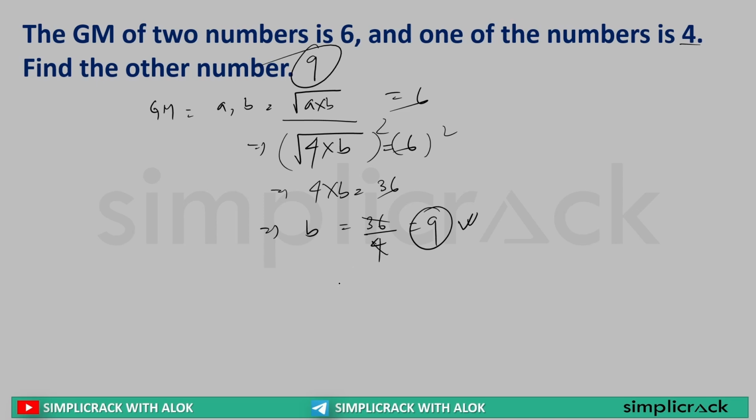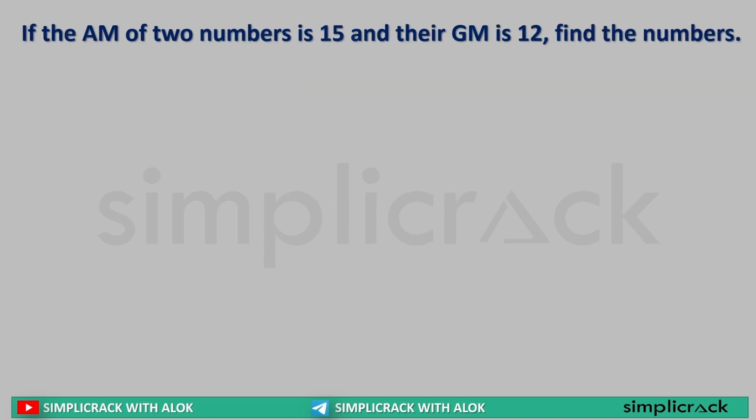We know the geometric mean of A and B is the square root of A into B, and it has already been given as 6. One of the numbers, 4, is given, and the other number is unknown. So in order to take out the square root, I squared both sides. So it is 4 into B, and here 6 square is 36. So 4 into B is 36, B is equal to 36 by 4, that is 9. Clear?